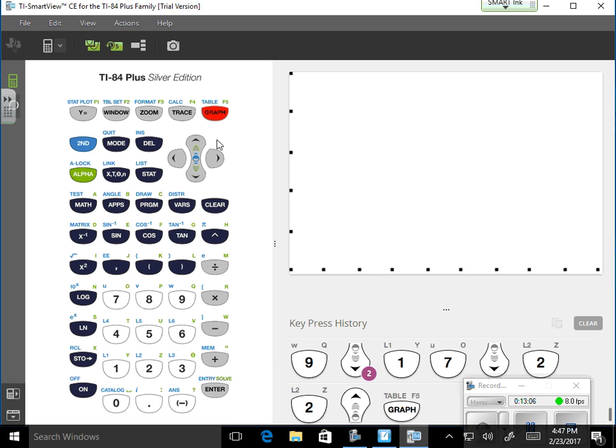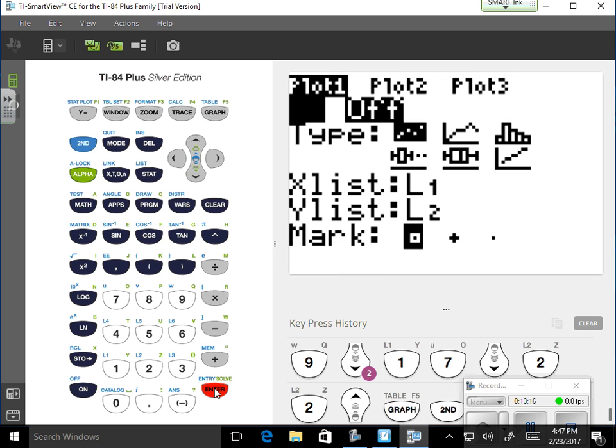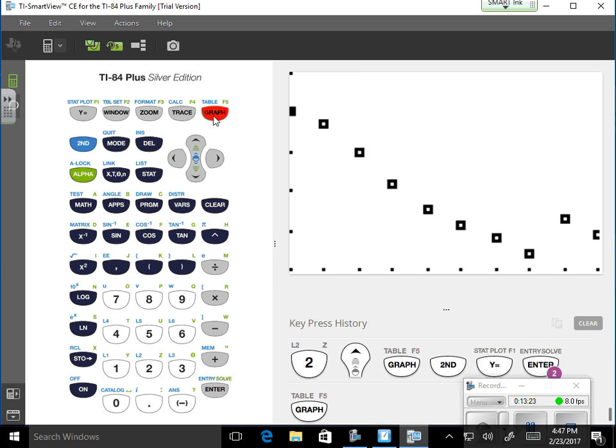When I graph, nothing shows up because I need to turn my plots on. So go to second Y equals. Make sure the on is highlighted. And when I hit graph, there are my points. Okay, so your graph ought to look something like that, with the numbers 2000 to 2009 along the bottom, and 17 to 22 along the left side.